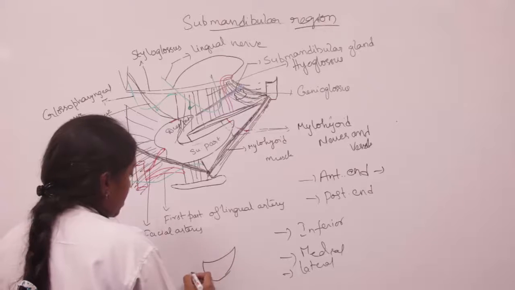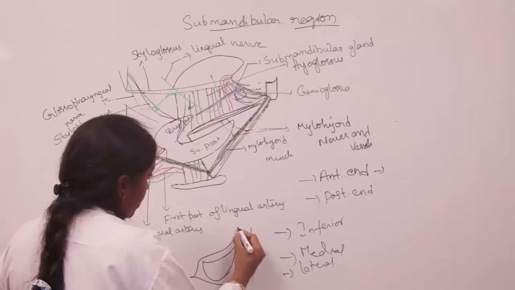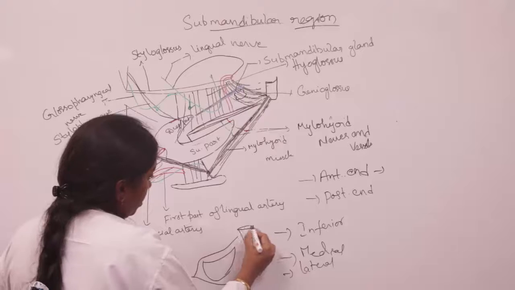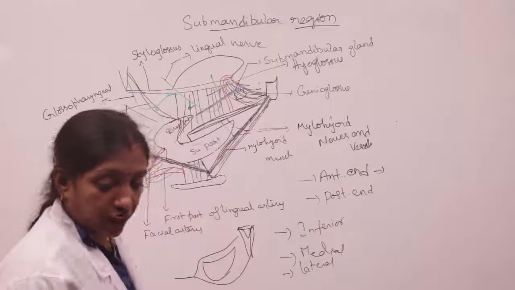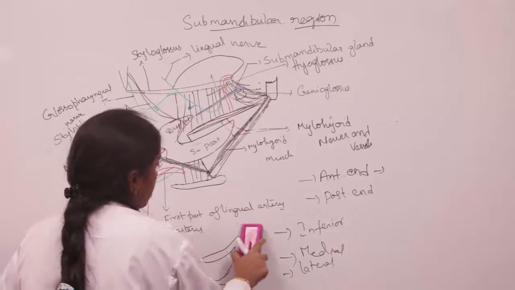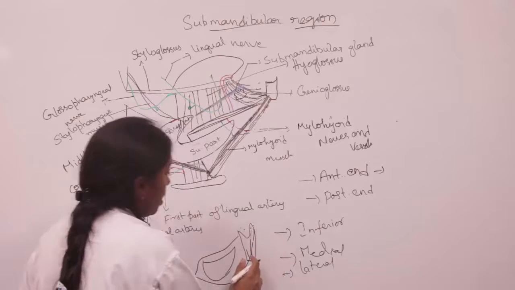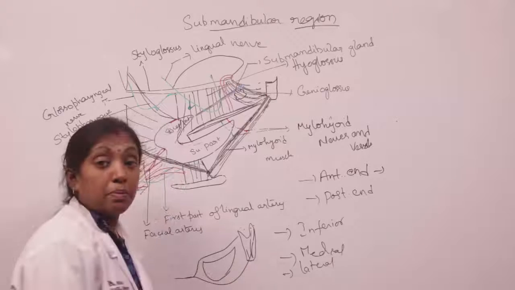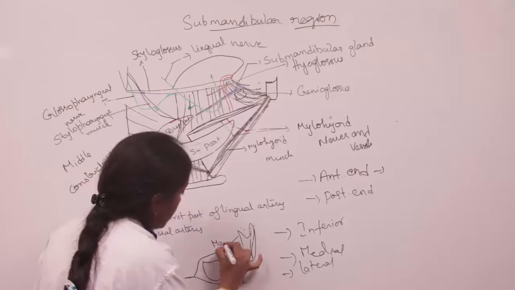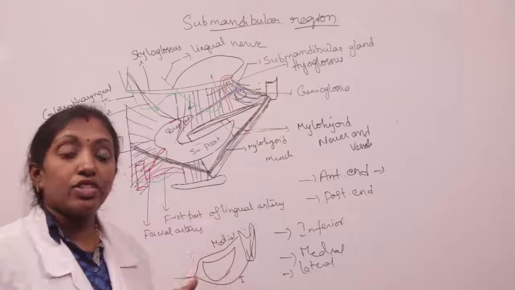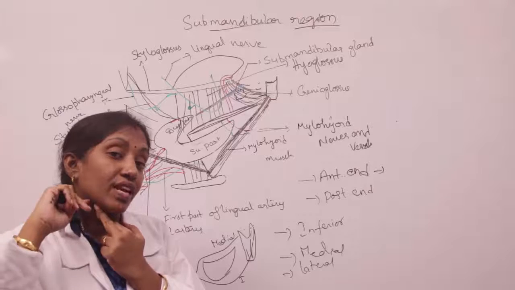The deep cervical fascia splits here, and here we have the ramus of the mandible. The lateral surface is related to the ramus of the mandible. The inferior and medial surfaces are covered by the deep cervical fascia. This is the inferior surface and this is the medial surface. So the deep cervical fascia splits to enclose the inferior surface of the gland as well as the medial surface of the gland.